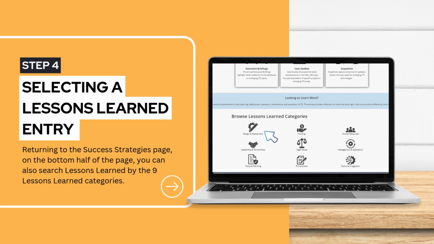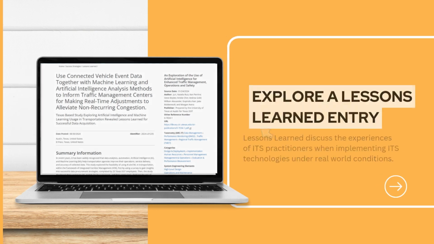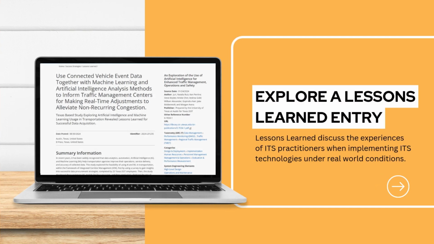Returning to the Success Strategies page, on the bottom half of the page, you can also search lessons learned by the 9 lessons learned categories. In this instance, we are selecting Design and Deployment. Each lessons learned entry, like the one we selected under Design and Deployment, comes from the experience of ITS practitioners when implementing ITS technologies under real-world conditions.